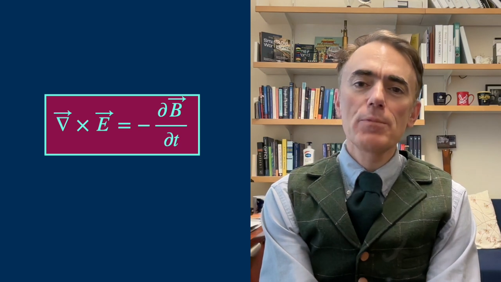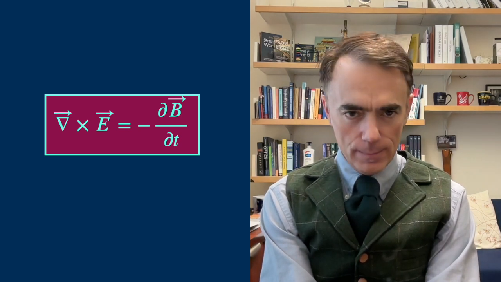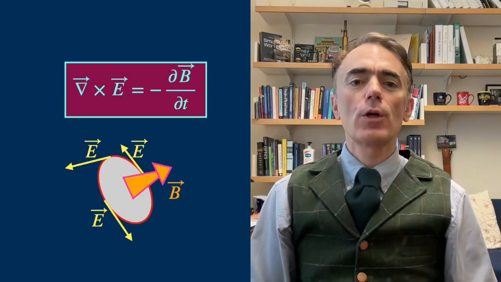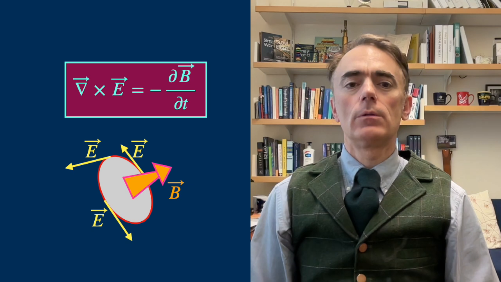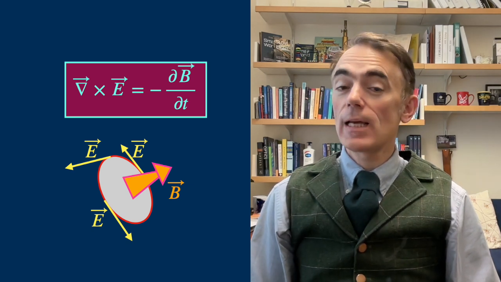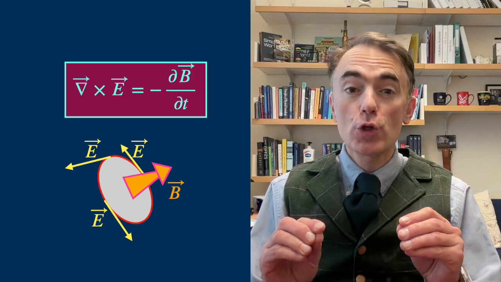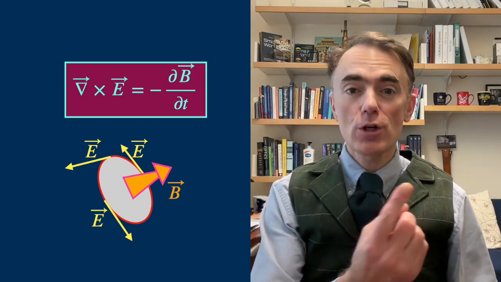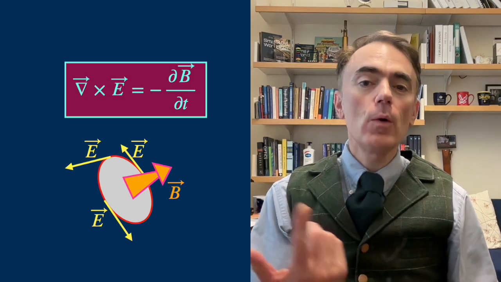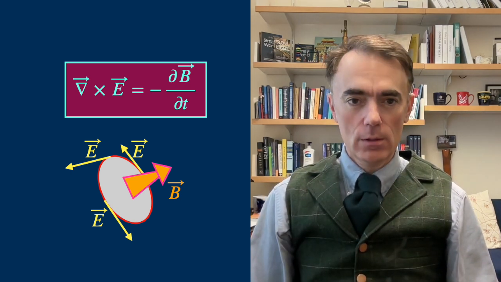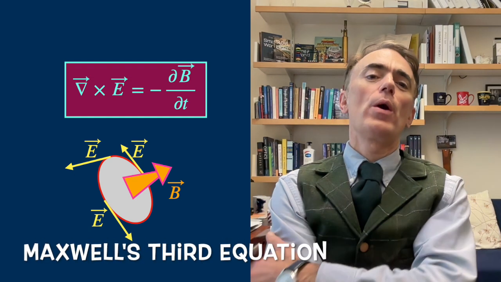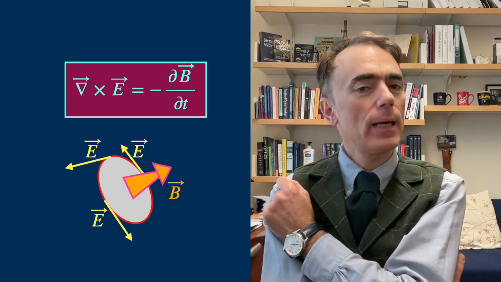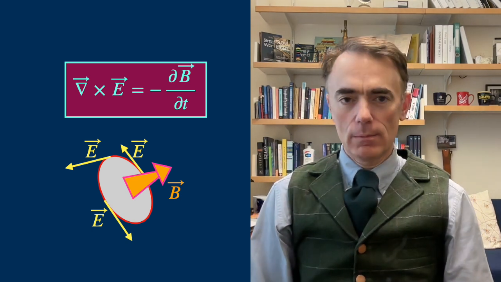The equation encapsulates the following physical idea. A time-varying magnetic field generates a curling electric field. Unlike the electrostatic electric field, which arises from charges and is curl-free, this electric field is rotational, meaning it loops around the regions of changing magnetic flux. This is Maxwell's third equation, and it emphasizes the intrinsic link between electric and magnetic fields in dynamic systems.